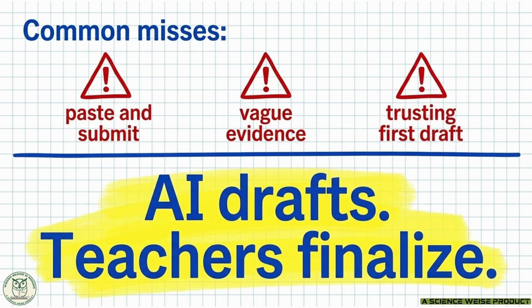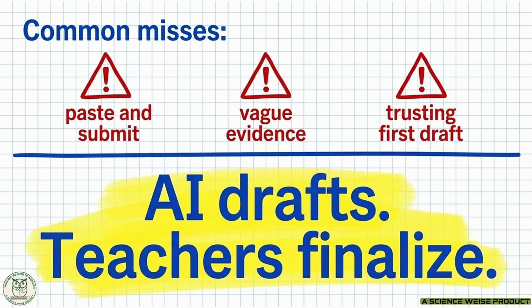A few pitfalls before we close. First, if a student can hand the output in with almost no thinking added, the design is weak. Second, forgetting to define acceptable evidence. If you do not name what the students need to show, AI will usually optimize it for neatness, not learning. Third, trusting the first draft too much. AI drafts. Teachers finalize. That's the workflow. Not because teachers are anti-tech, because teachers are the ones who know the target, the misconceptions, the class pacing, and the difference between looks fine and will this work 5th hour on a Tuesday?